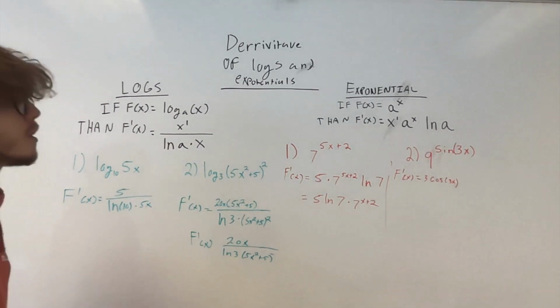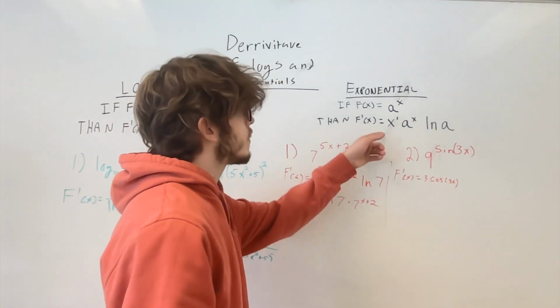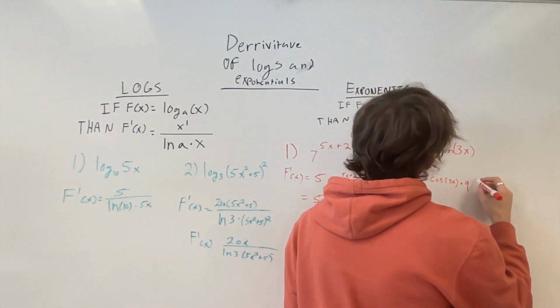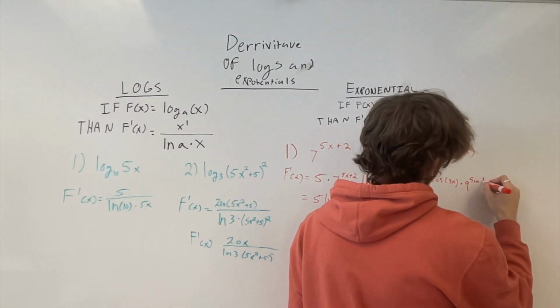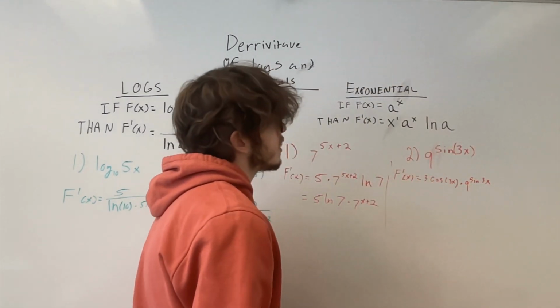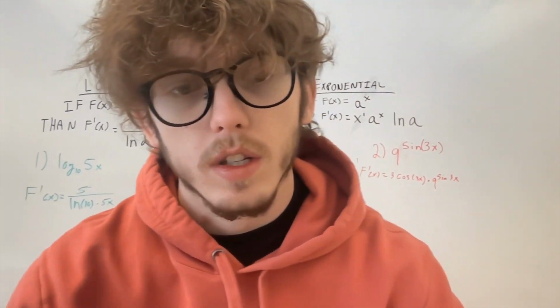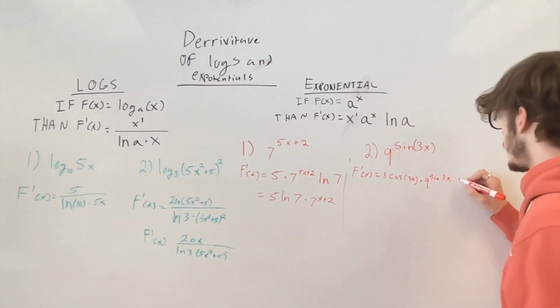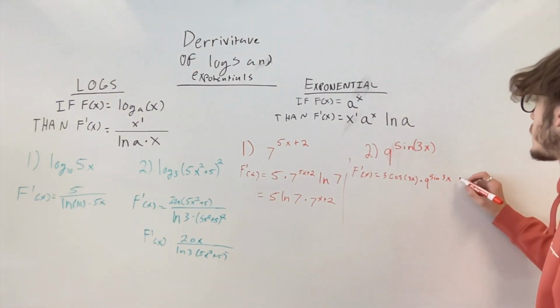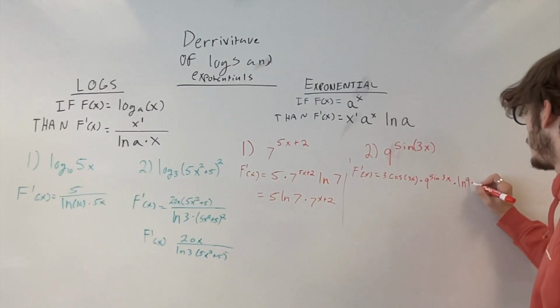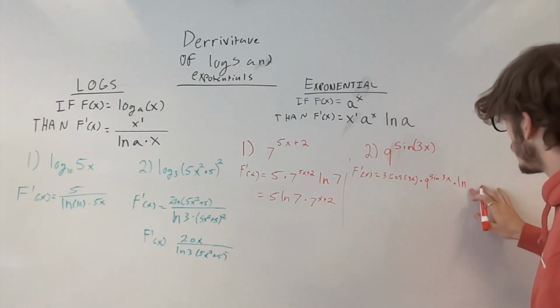Okay, pretty simple here. So we have the derivative of the exponent, and now we're going to rewrite the 9 to the sine of 3x. And then we just tack on that natural log portion. I'll shift this over just a tad so it doesn't get cut off. 9 to the sine of 3x times the natural log of 9. That's a really weird 9.